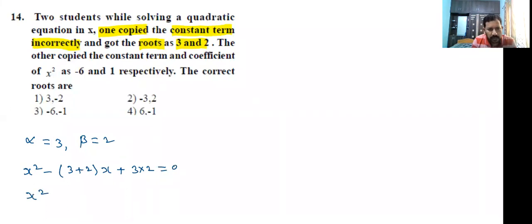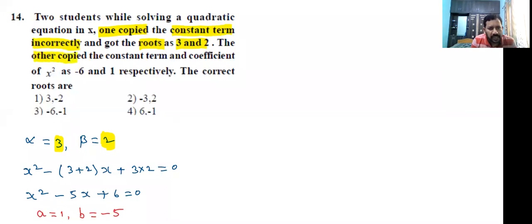So here x square minus 5x plus 6 is equal to 0. Here clearly we know that the roots are 3 and 2, and by observing this quadratic equation, the constant term is incorrect. That means the x square coefficient and the x coefficient are correct only. Understood, students? Right. Next, go to the other condition.